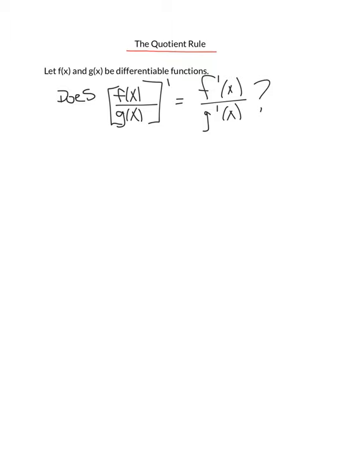Before we begin the note on the quotient rule, and before I give you the quotient rule, I do want to just quickly talk to you about this. It says, let f of x and g of x be differentiable functions. So f of x and g of x are both functions that we can find the derivative of. Then it says, does f of x over g of x prime equal f prime of x over g prime of x? So if we take f of x and divide it by g of x, and then the derivative of that, is it the exact same as taking the derivative of f of x and dividing by the derivative of g of x? So right away, I do want to say the answer is absolutely not.